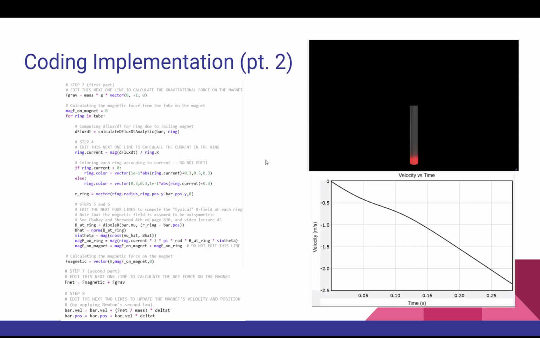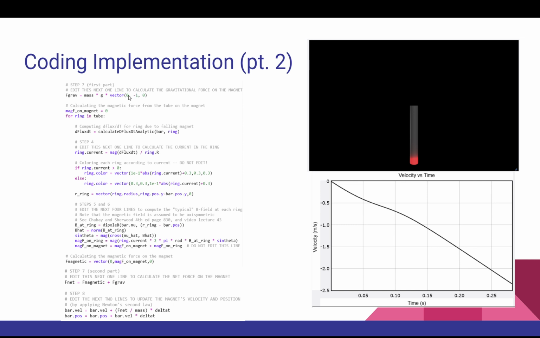So here's the actual result from the code implementation. We see the dipole bar magnet falling in this tube right here, and the red part here is the positive end of the falling bar magnet. And the velocity graph versus time shows how it's linear over time and shows that velocity becomes more negative over time because it falls down faster as gravity and the magnetic force combine to cause this sort of movement over time.